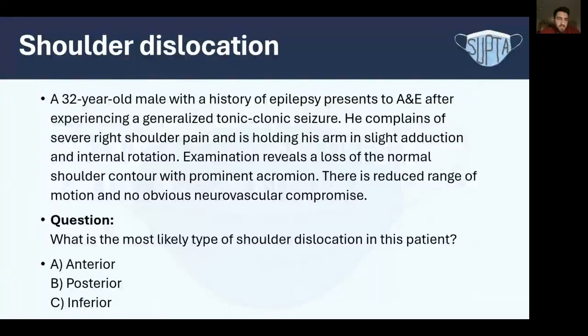So the first case: a 32-year-old male with a history of epilepsy presents to A&E after experiencing a generalized tonic-clonic seizure. He complains of severe right shoulder pain and he's holding his arm in slight adduction and internal rotation. Examination reveals a loss of the normal shoulder contour with a prominent acromion. There is a reduced range of motion and no obvious neurovascular compromise. So the question is, what is the most likely type of shoulder dislocation in this patient? A, anterior, B, posterior, and then C, inferior, I think.